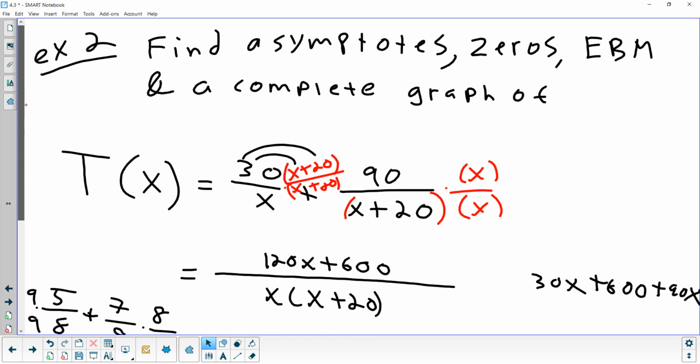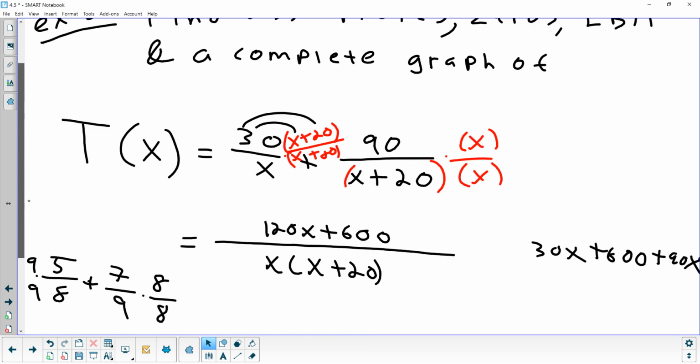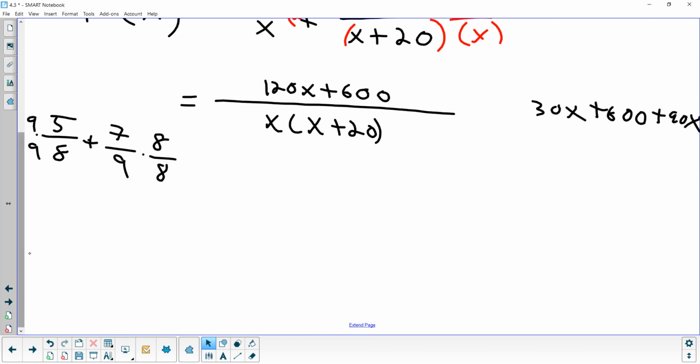All right, so let's start with asymptotes. Let's do the vertical. How many vertical asymptotes would there be in this problem? Vertical asymptotes, yep, how many? 3. 2. Okay, what are you looking for? How are you figuring that out?